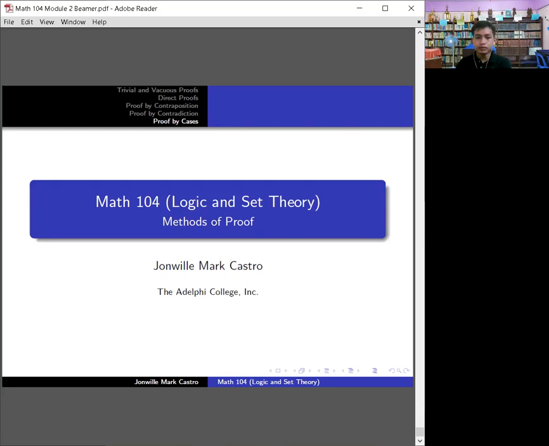Okay? So again, kung meron kayong questions sa discussion sa module or sa exercises, i-PM nyo lang ako or contact nyo lang ako. At so yung coverage ng prelim exam niyo is the first two modules. So yung principles of logic tapos itong methods of proof.